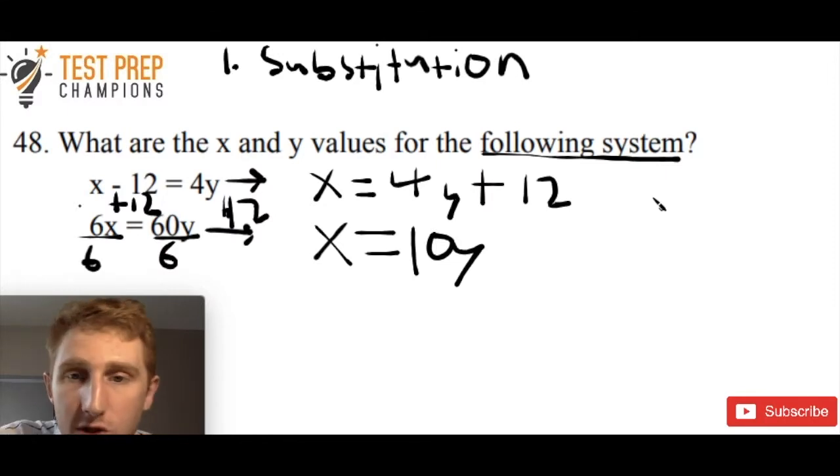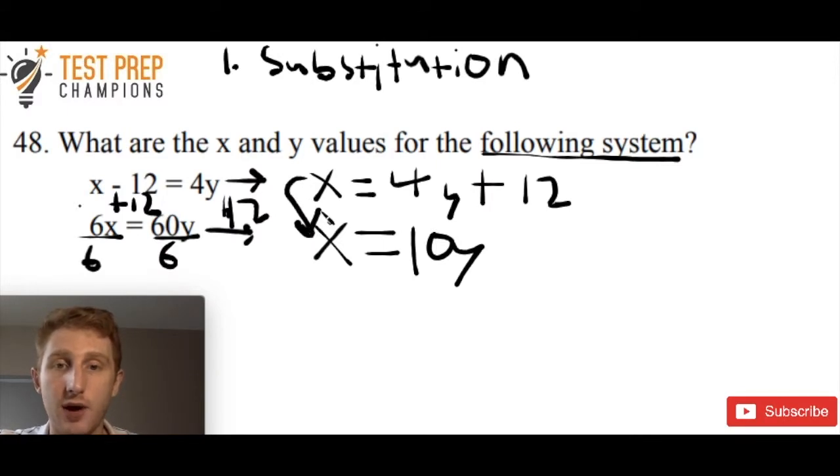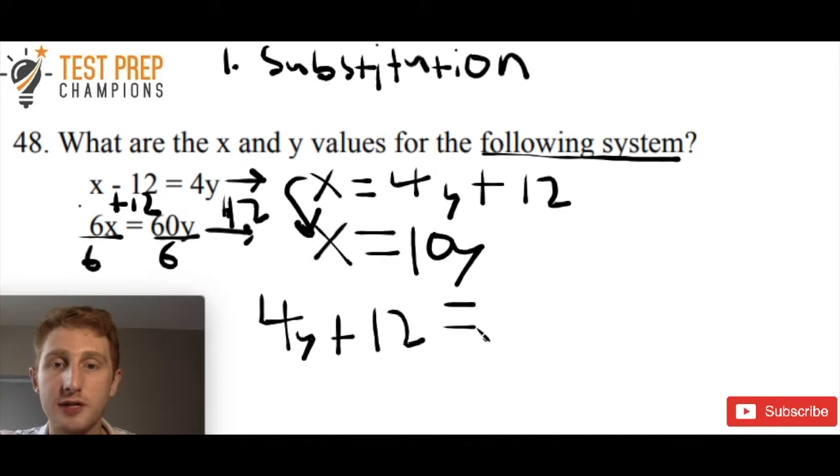So now the strategy is to take one of our variables and plug that in. What I mean by plug in is that we take the x from this equation and substitute that into the other equation for x. We've got x equals 4y plus 12, so I'm going to take this and plug it into this equation for x down here. Here is how I would then rewrite it: 4y plus 12 equals 10y.